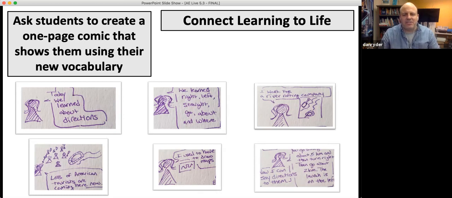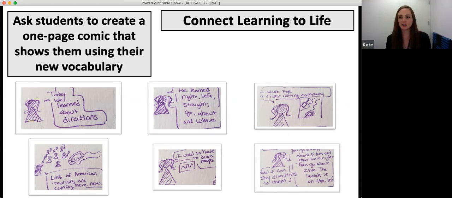So today we learned about directions. We learned right, left, straight, go, about, and where. Now, I work for a river rafting company. Lots of American tourists come here. I used to have to draw directions and maps, but now I can say them. You go about 5 kilometers and then turn right, and then go about 2 kilometers and the launches are on the left. So it's just a little context, an example of where a student in a one-page comic could explain exactly how they're going to put the language skills you've been working on during that lesson or unit into work.